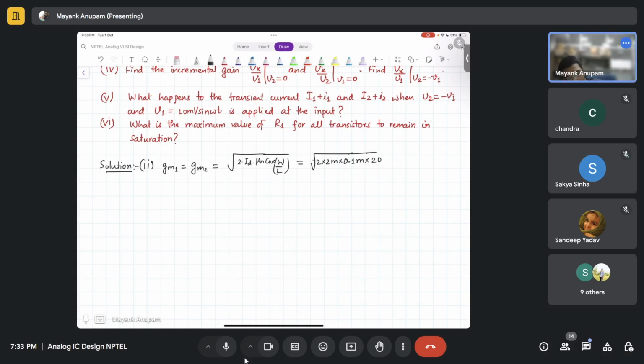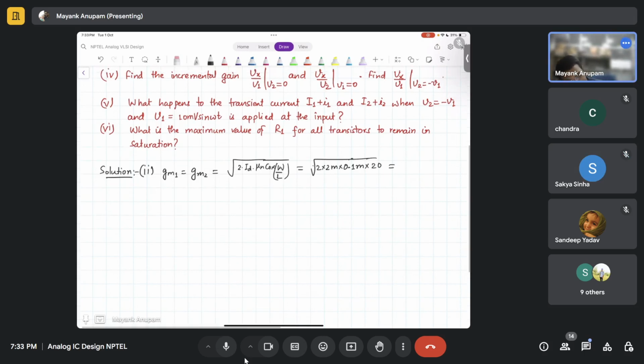20. So how much will this be? Milli comes out of the square root as milli only, right? So let's take that. 2 into 2 will be 4. 4 into 2 is 8. So it will be root over 8 millisiemens, right? 2 root 2 millisiemens.